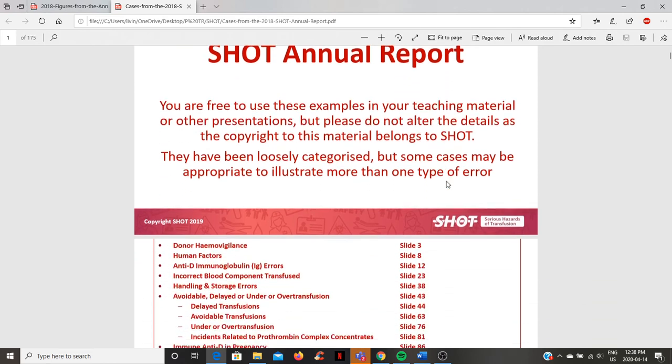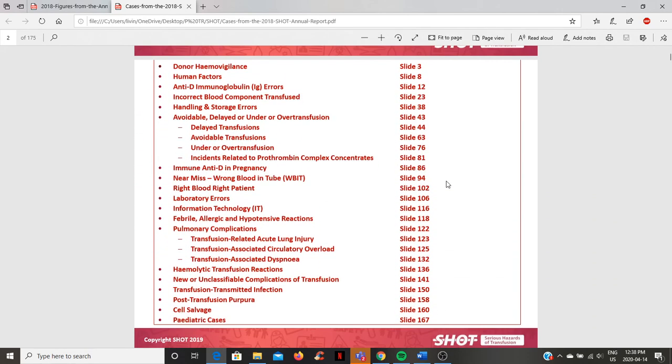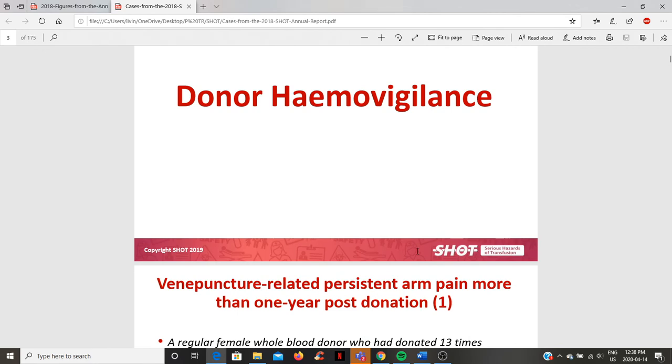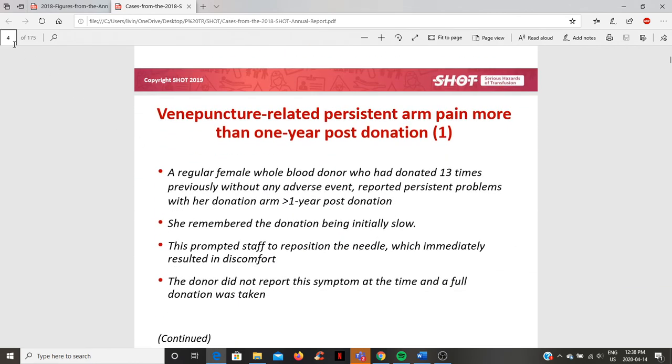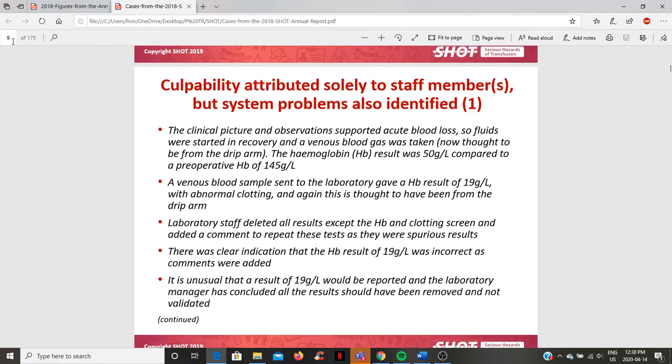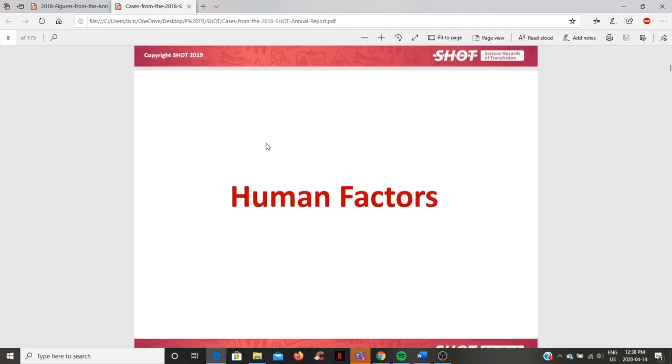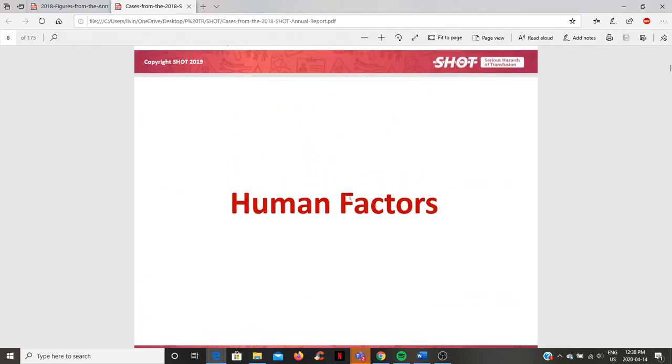I'm just going to scroll through the first couple here. There is a title page, so you can find the page numbers for all those categories. I've listed the categories I want you to read along with the page numbers or the slide numbers. So please do have a look at that. And I'm going to go down to number 8. This is one of the sections I want you to read, human factors.